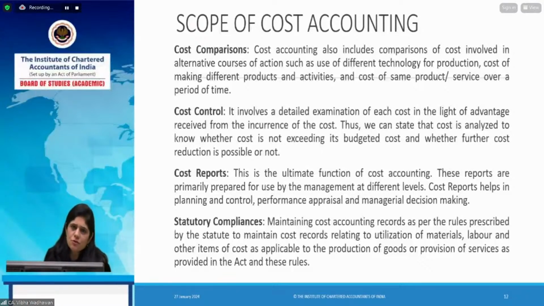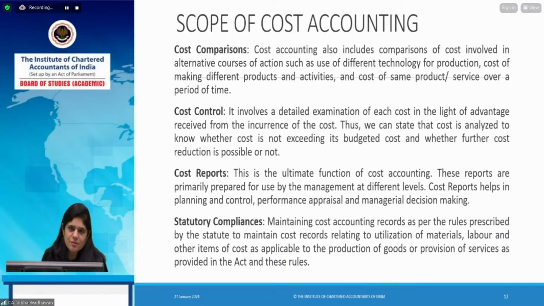Cost control, we have understood it. In cost control, the first step, you have to have predetermined standards. Then actual performance is measured. Then budgeted and actual are both compared, and deviations are reported and checked so that they are not repeated in the next cycle. So that is cost control.